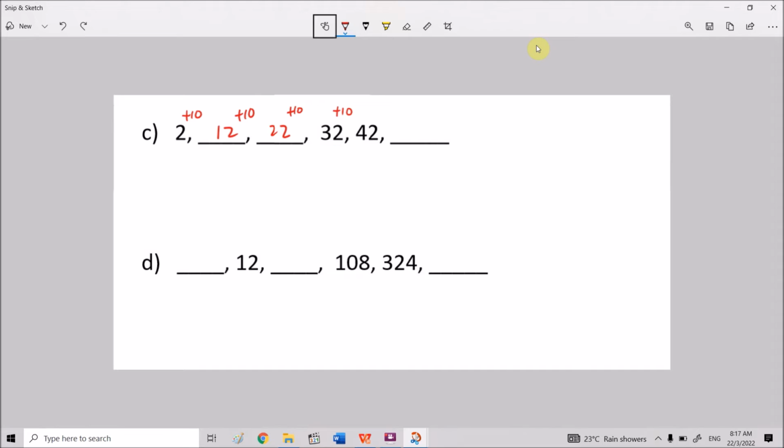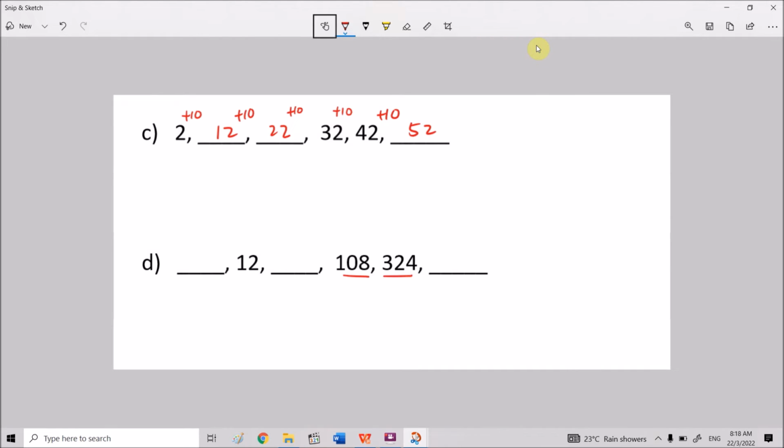So this proves that our guess of adding 10 is correct. Hence the pattern is adding 10. Okay, we need to always fill in all these values in order to check or prove that our pattern here is correct. So next one, adding 10 here, we have 52.